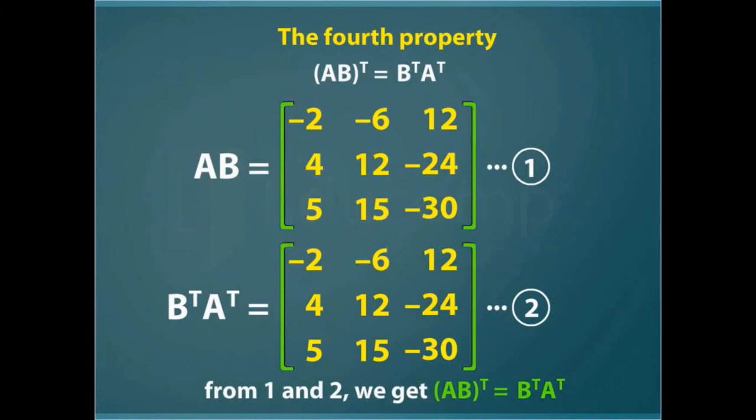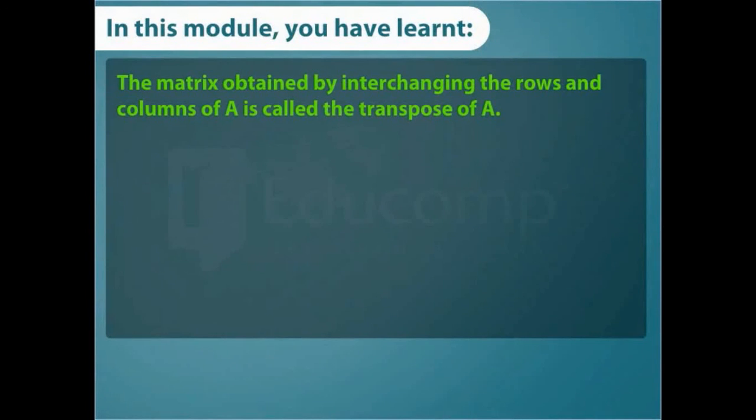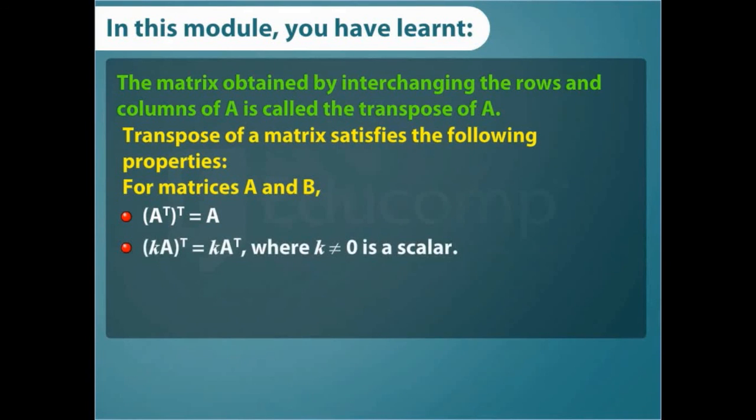In this module you have learned: the matrix obtained by interchanging the rows and columns of A is called the transpose of A. Transpose of a matrix satisfies the following properties. Transpose of the transpose of a matrix is the matrix itself. Transpose of K times A is K times transpose of A, where K not equal to 0 is a scalar. Transpose of the sum of matrices equals the sum of A transpose and B transpose. Transpose of the product of matrices A and B equals the product of B transpose and A transpose.